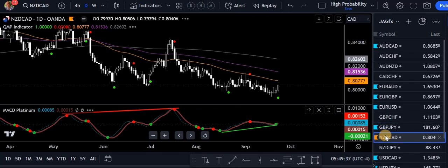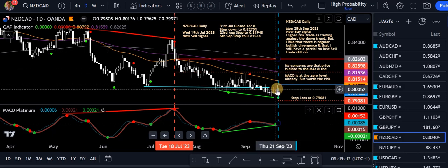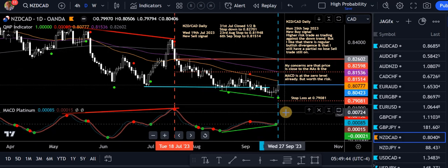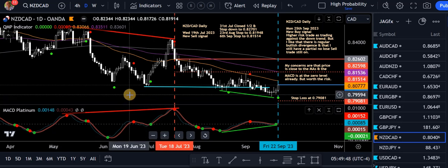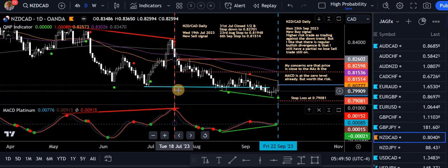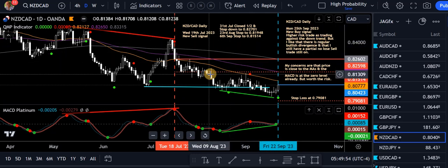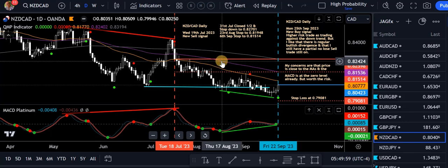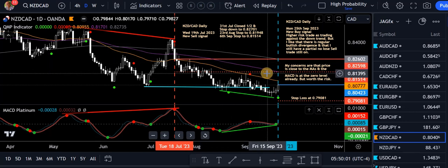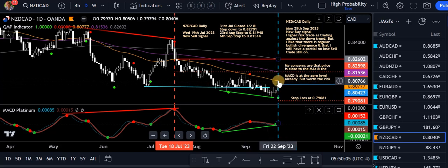New Zealand CAD, highlighted in orange. New buy signal on Monday. All right, so this is the one and only new trade signal for Monday. I've already written the notes up. Monday, 25th September, new buy signal. High risk trade, trading against a trend. You look at the moving averages, 240 to 150, they're heading down. They're stacked and they're heading down. They start to spread. So it's a high risk trade. Price is close to the moving average already.